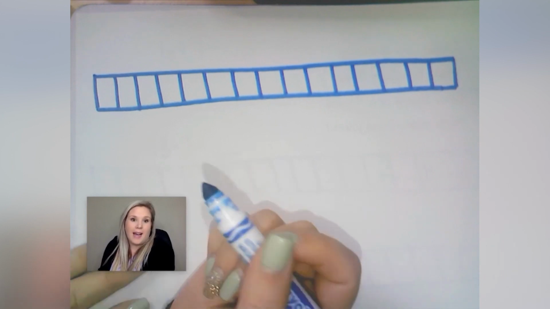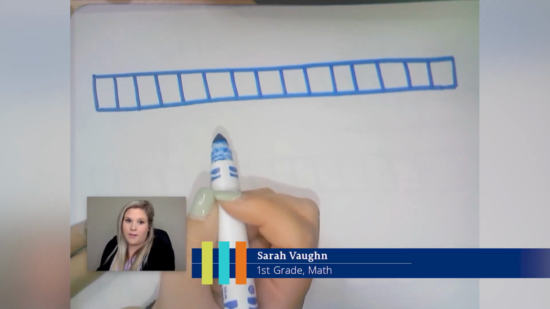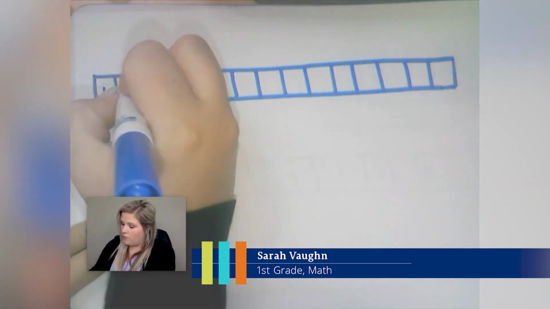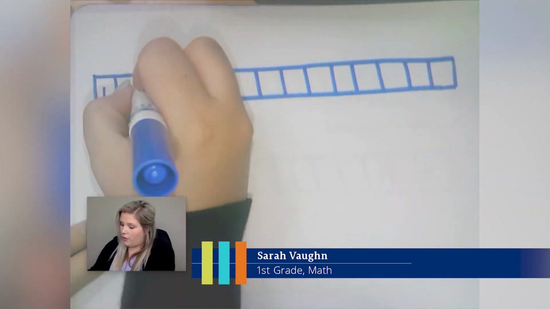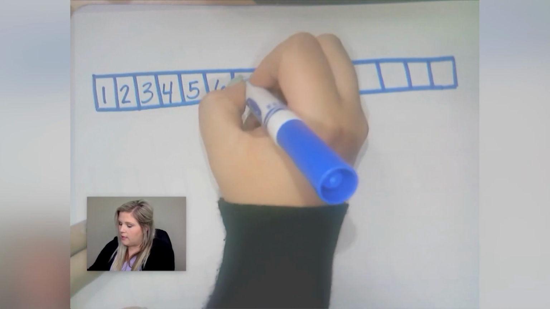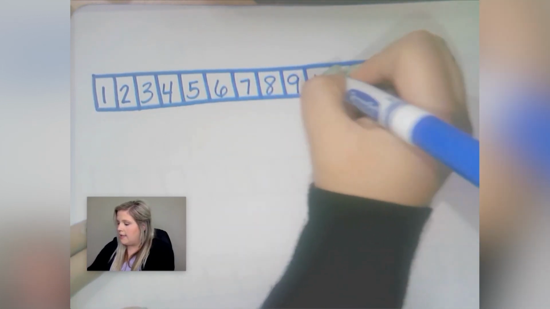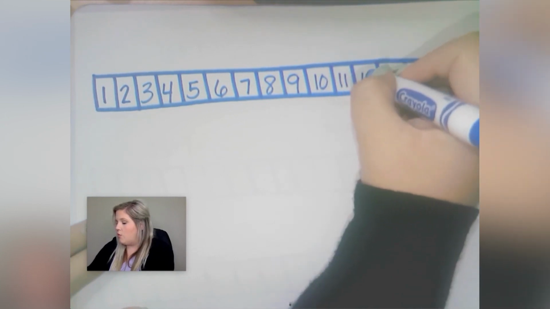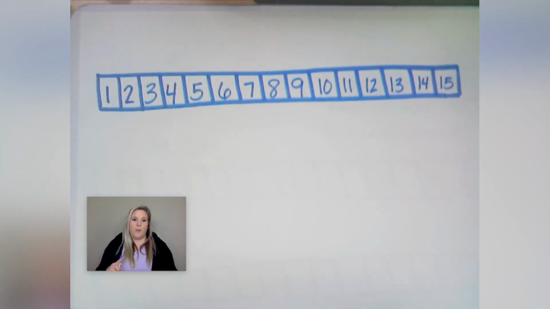After you've done that, you're going to go ahead and number your number path. 1, 2, 3, 4, 5, 6, 7, 8, 9, 10, 11, 12, 13, 14, 15. I'm going to give you a moment to get caught up to where I am.